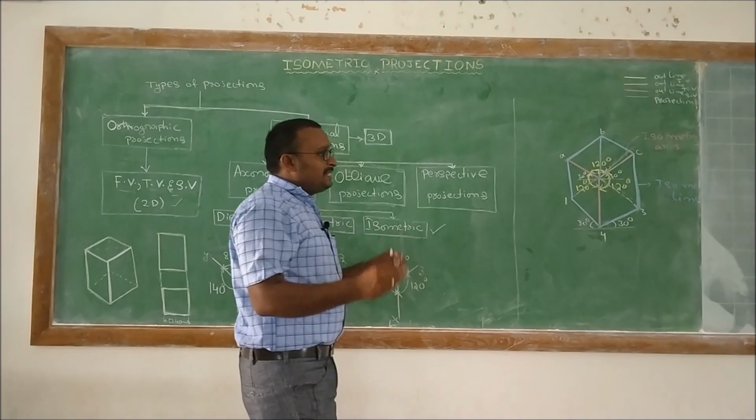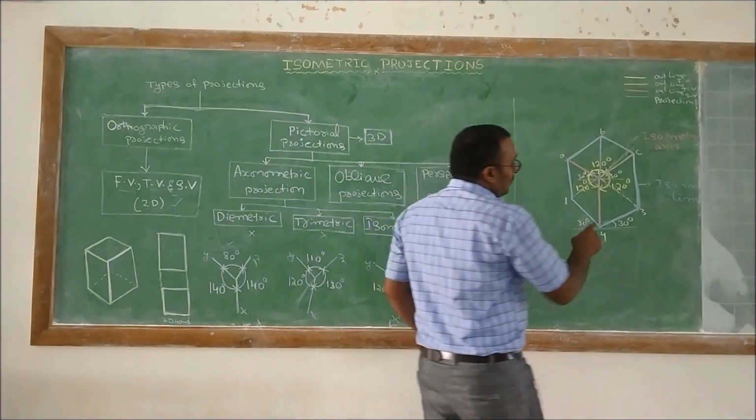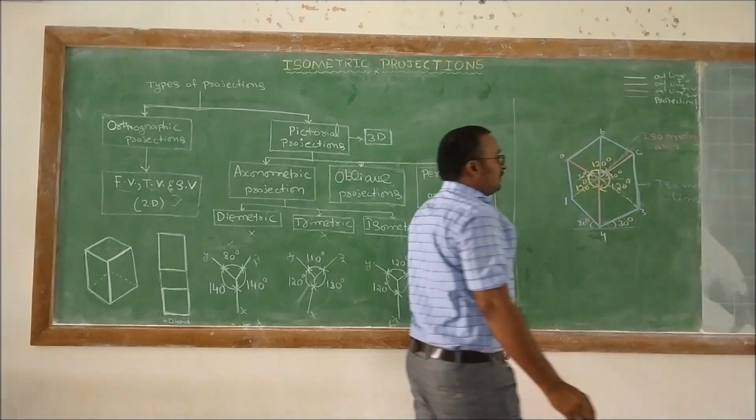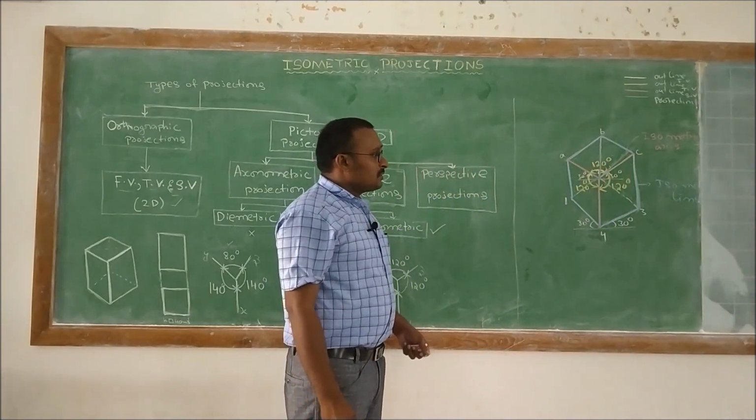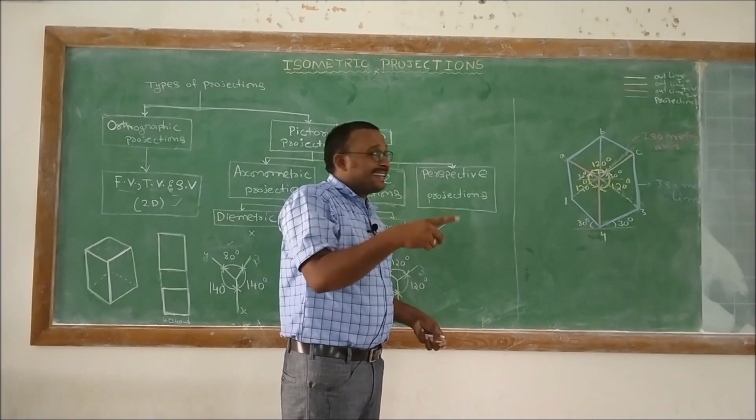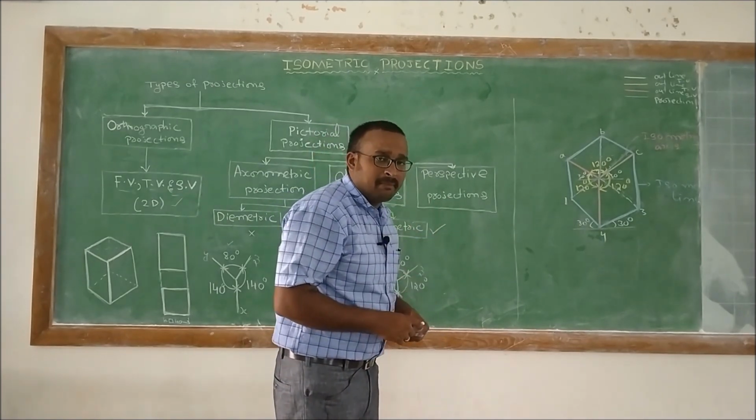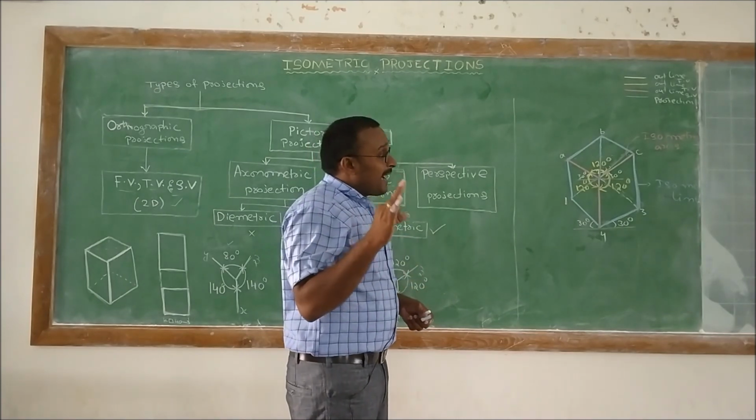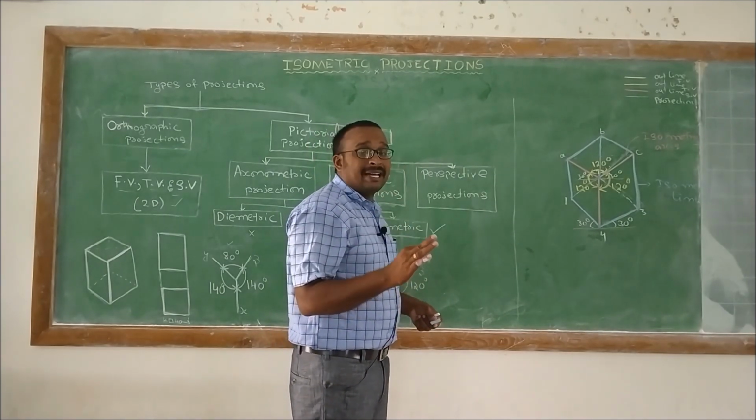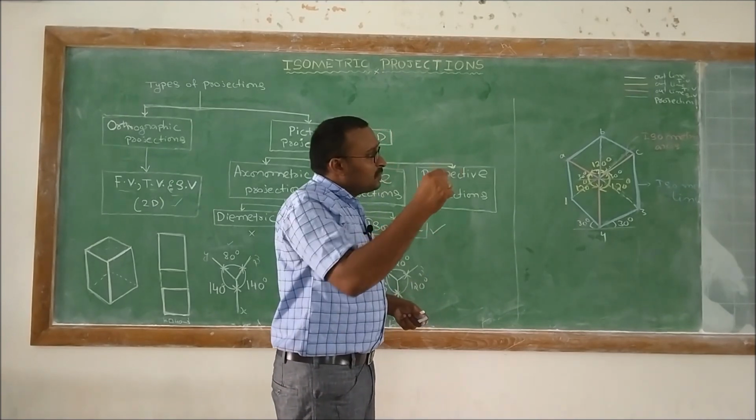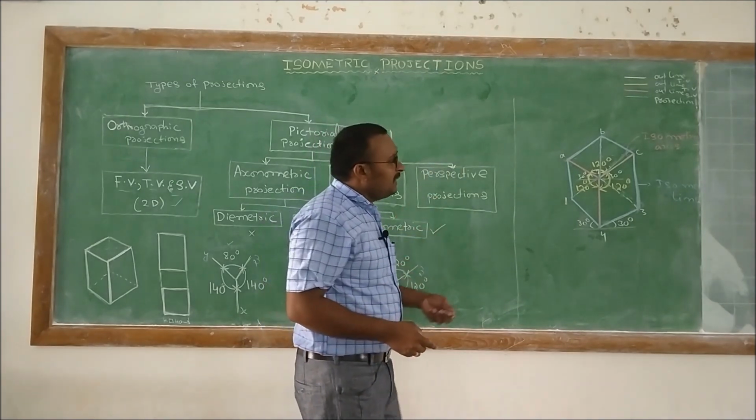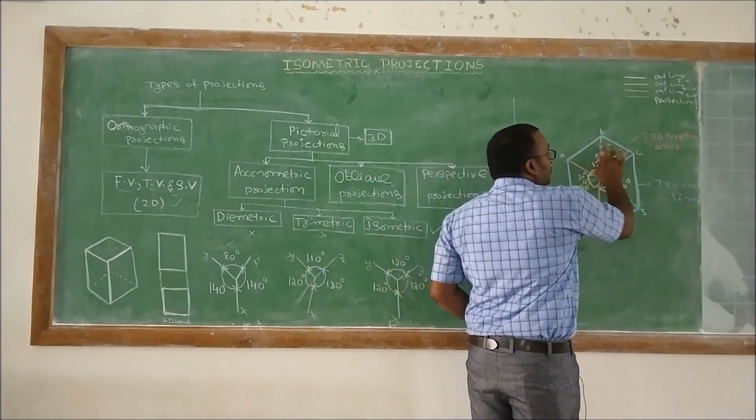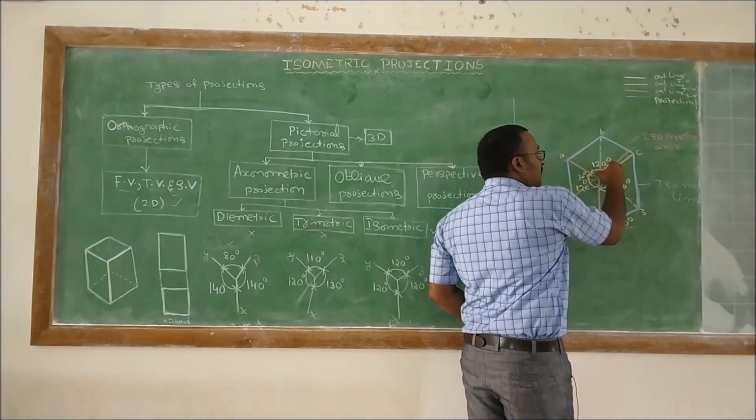Whatever lines there are, here this diagonal may be a non-isometric line, right? So please remember that there are two terminologies: isometric lines as well as non-isometric lines. Here you can see that this is the front view. And here this is the backside view.